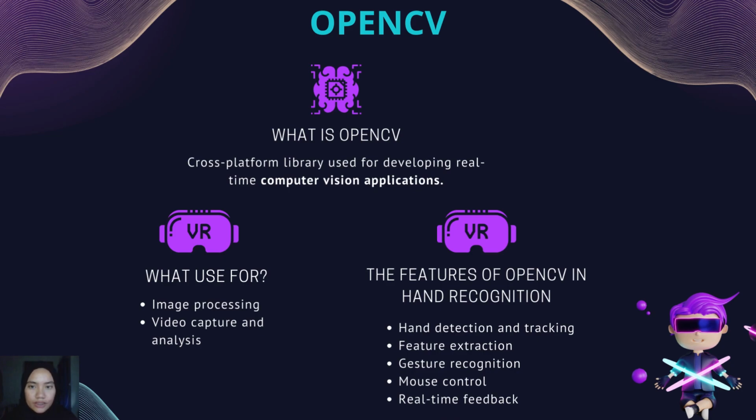Lastly, OpenCV allows for real-time visual feedback by drawing on the video frames. For example, it can draw circles around detected fingertips or highlight the hand's position on the screen. This feedback aids in understanding how the hand movements are being interpreted and allows for debugging and improvement.